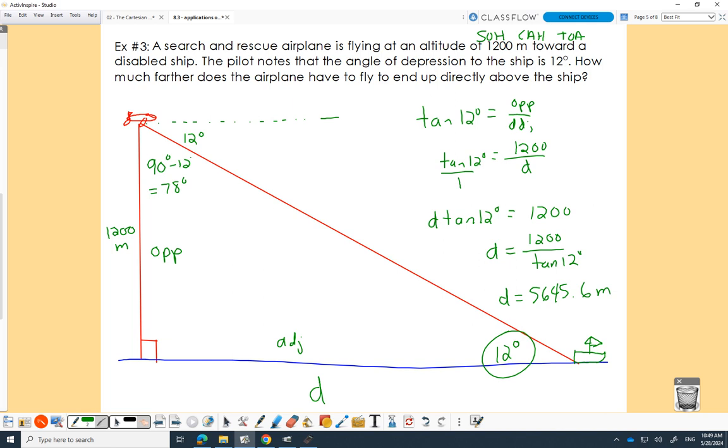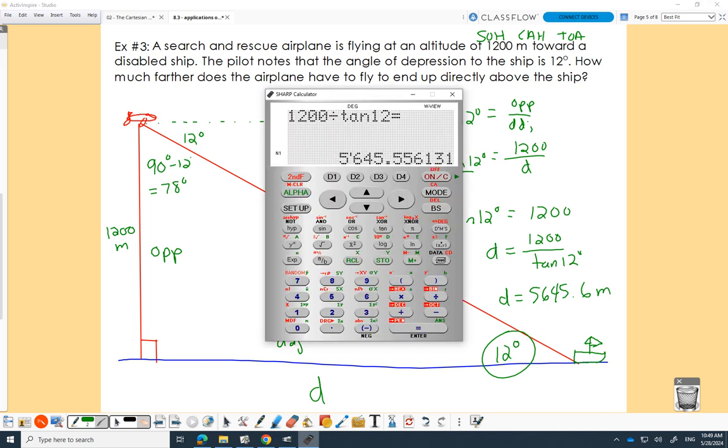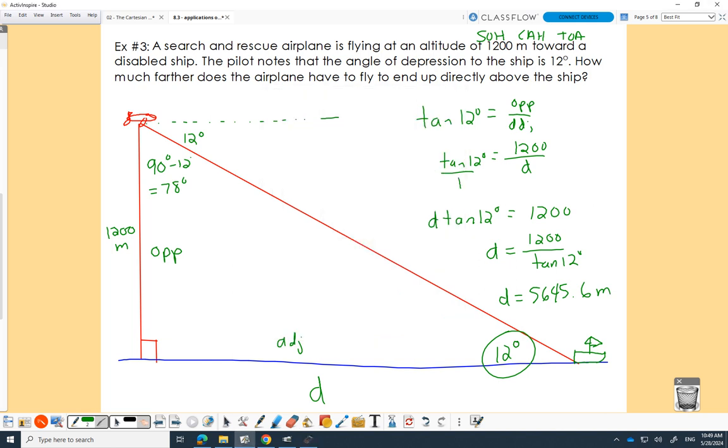5,645.6 meters. Now hold on. Does that seem right? Maybe. 12 degrees is a really small number. This triangle I've drawn made 12 degrees look really big. To be 12 degrees, I'd have to be way off the page here to actually get it to be 12 degrees.